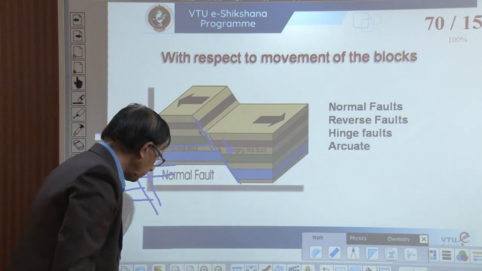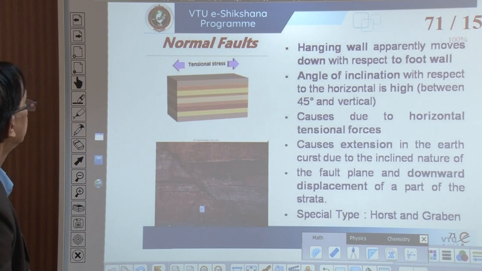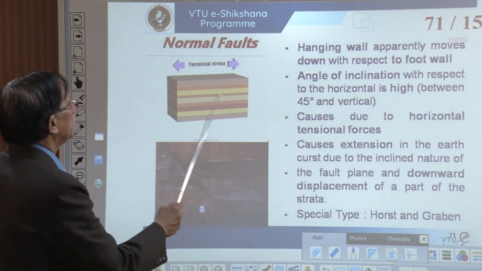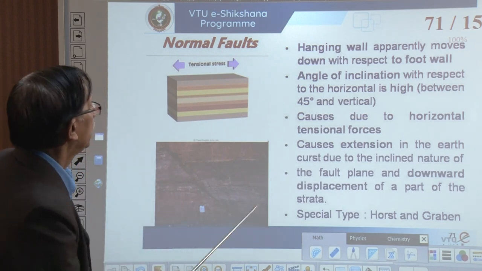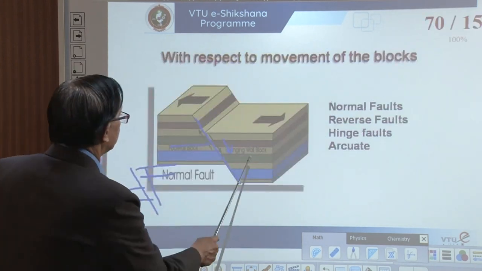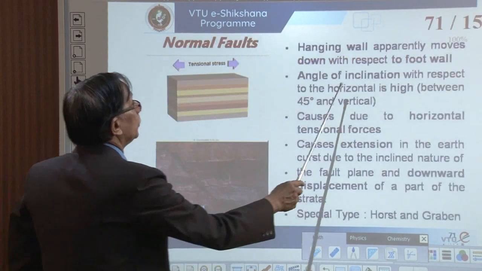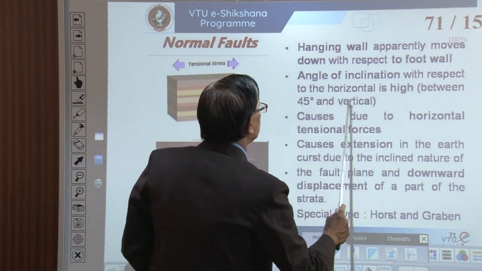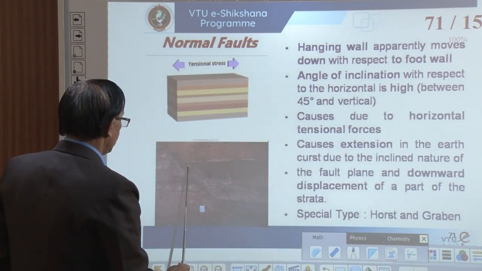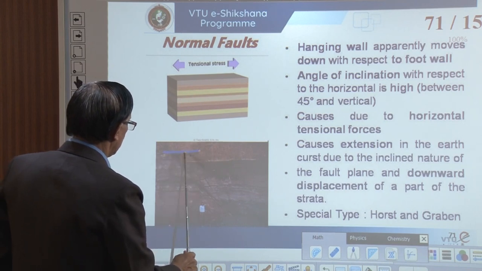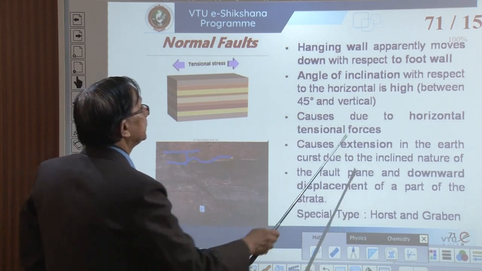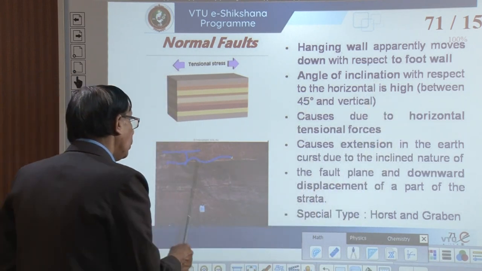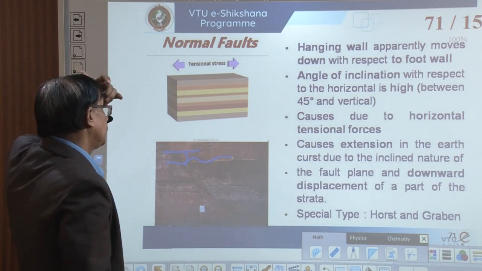Hinge fault, arcuate fault, what are those? We shall try to understand. Now, the normal fault: if stresses develop and the hanging wall moves downward, as we have just seen, then we call it a normal fault. The angle of inclination with respect to the horizontal is generally between 45 and 50 degrees. Even lower is possible, and higher is also possible.